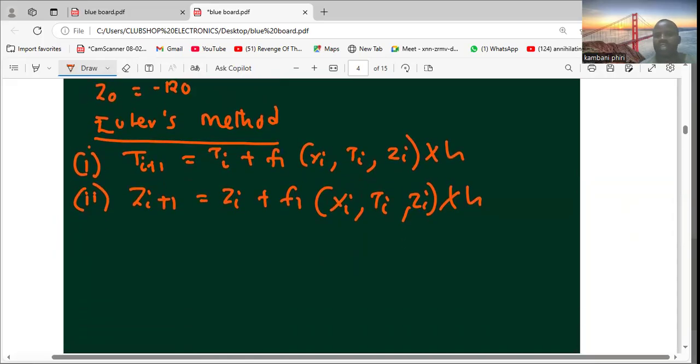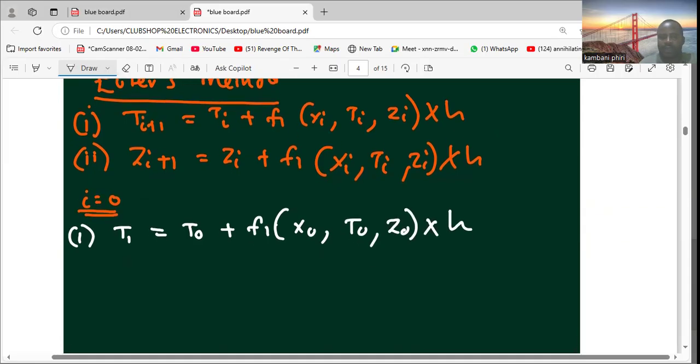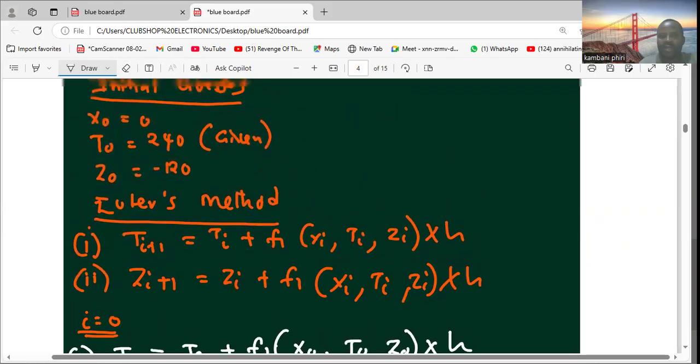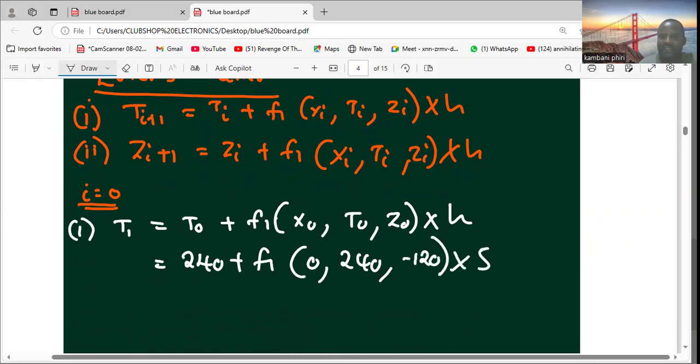So now, we are going to take our i to be equal to 0. What does it mean? When you replace where there's i, you put 0, it means t1 is equal to t naught plus f1, open bracket, x naught, comma, t naught, comma, z naught, times h. We do the substitution. What is our t naught? From our guess, we have 240. 240 plus f1, our x naught is 0, 240. Then our z naught is negative 120. Our step size is 5. I hope that is okay.